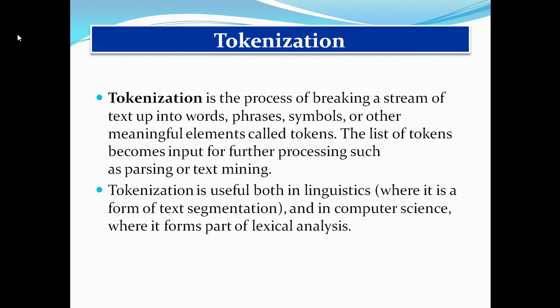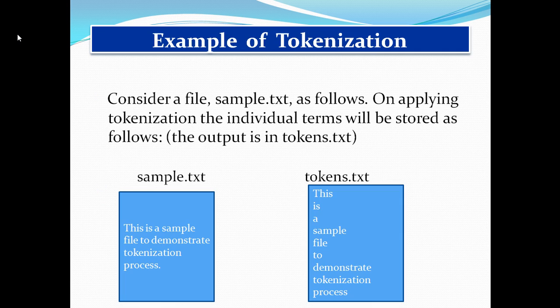Tokenization. Tokenization is the process of breaking a stream of text into words, phrases, symbols or other meaningful elements called tokens. For example, sample.txt is a file that contains some text: this is a sample file to demonstrate tokenization process. Now after applying tokenization, sample.txt is converted into tokens.txt, which will look something like this: this, is, a, sample, file, to, demonstrate, tokenization, process, etc. All these are small tokens that are obtained after the process of tokenization.